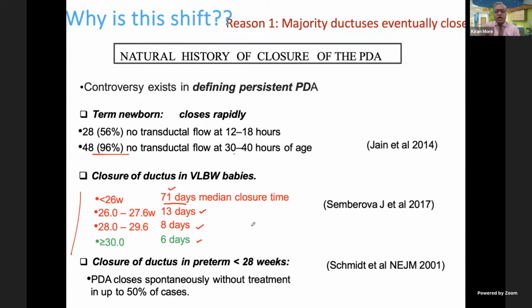That is why we say that PDA is probably not the problem in the term baby, and it is probably less of a concern even between 30 weeks and 37 weeks, which are still technically preterm. All this discussion is applicable maybe for the babies in the group which are less than 30 weeks.